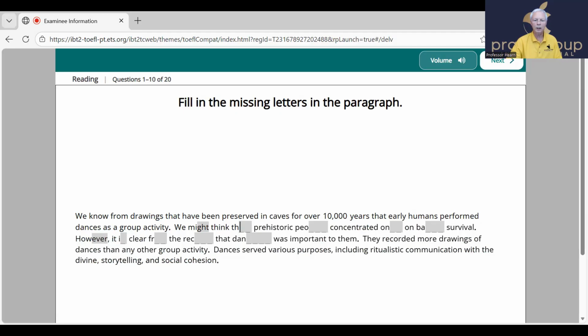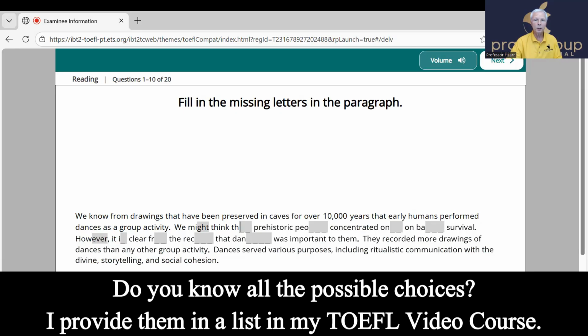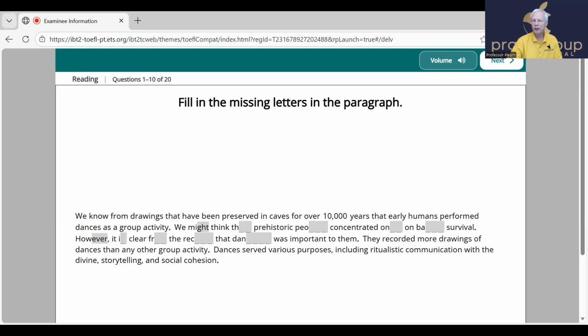We might think what? Now, words that begin with TH could be then, than, this. Well, it isn't going to be then. It's this or that. Which one goes here? We might think that prehistoric what?